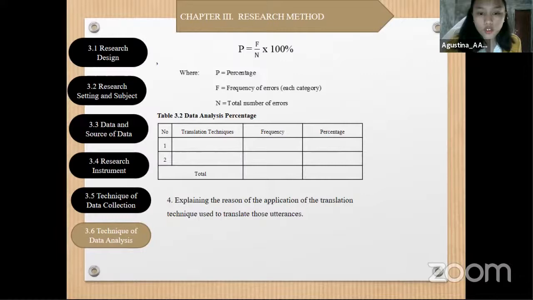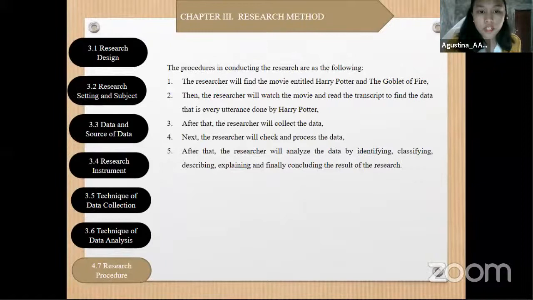Research procedure. The procedures in conducting the research are as follows. First, the researcher will find the movie entitled Harry Potter and the Goblet of Fire. Then the researcher will watch the movie and read the transcript to find the data, that is every utterance by Harry Potter. After that, the researcher will collect the data. Then the researcher will check and process the data. After that, the researcher will analyze the data by identifying, classifying, describing, explaining, and finally concluding the result of the research.